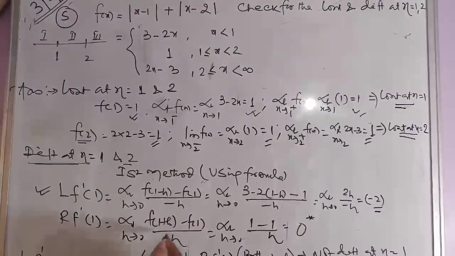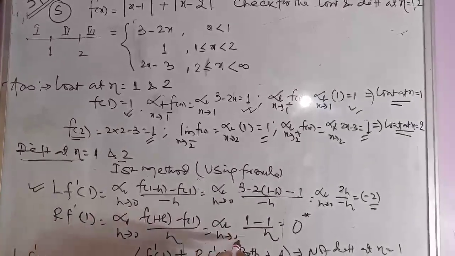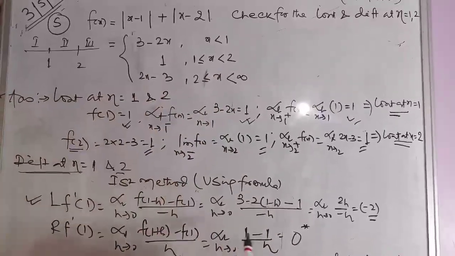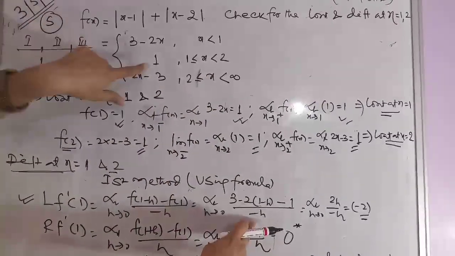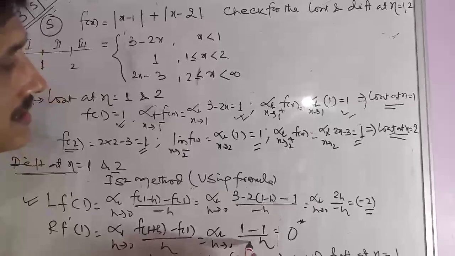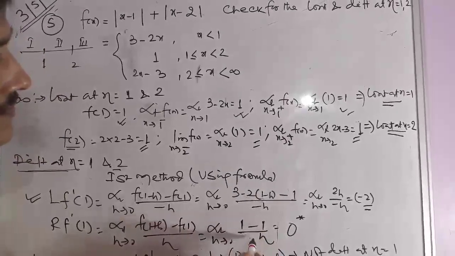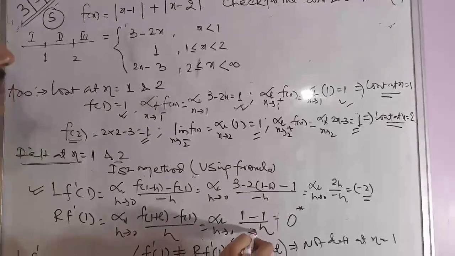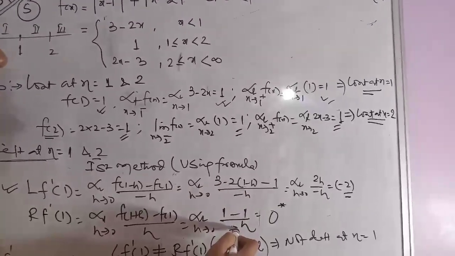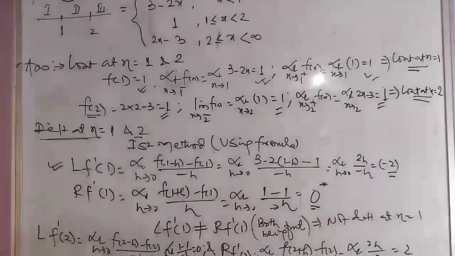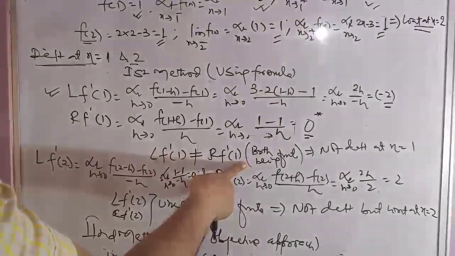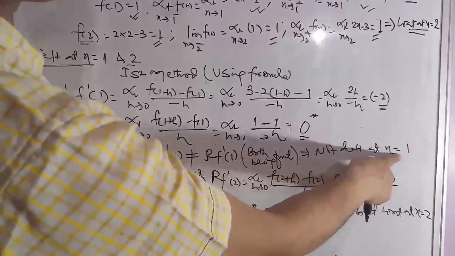R f dash 1 equals limit h tends to 0, f of 1 plus h minus f of 1 by h. Limit h tends to 0, for 1 plus h greater than 1, f(x) equal to 1 and f of 1 again 1, so 1 minus 1 upon h. Here the numerator is exactly 0 and the denominator tends to 0. So this is the case of actual 0 divided by something tending to 0, that is 0 by non-zero equal to 0. Here left hand derivative and right hand derivative both are finite but unequal. So not differentiable at x equal to 1.